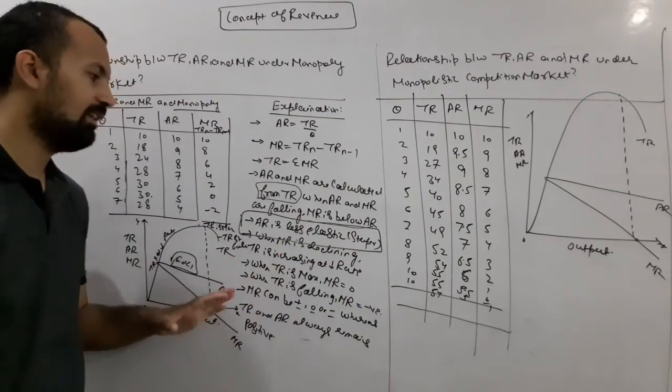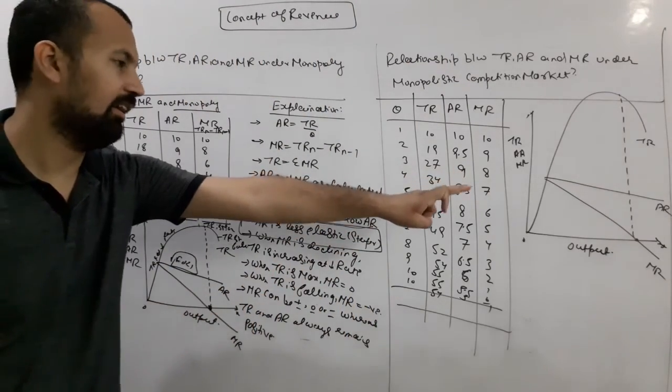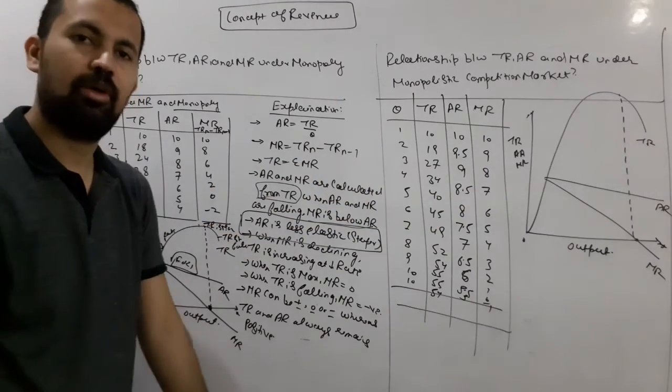So the main difference under this form of market is, under monopoly market, the AR curve is steeper, that is less elastic. Here in this form of market, AR is more elastic, that is flatter. This was the only difference.